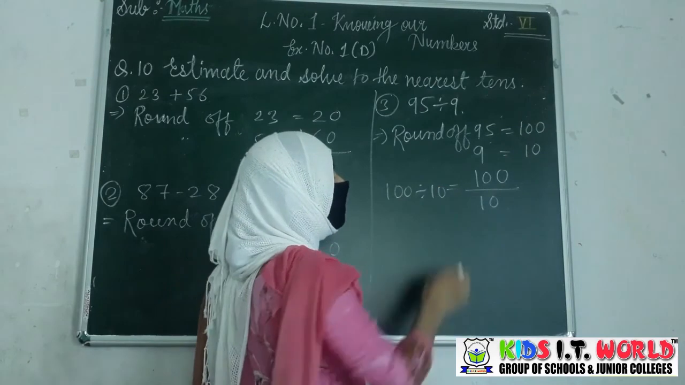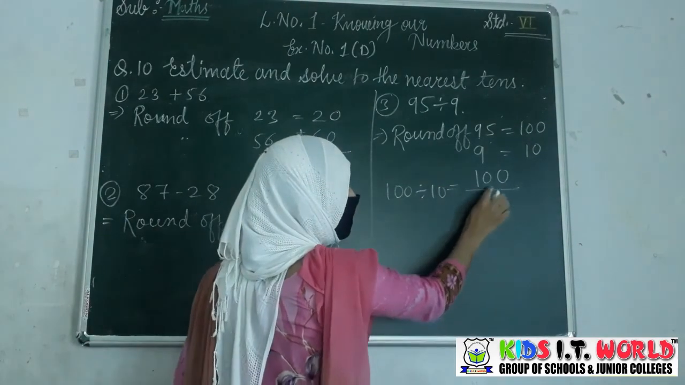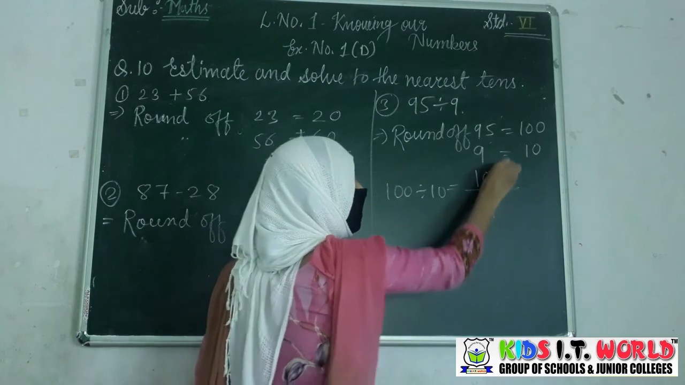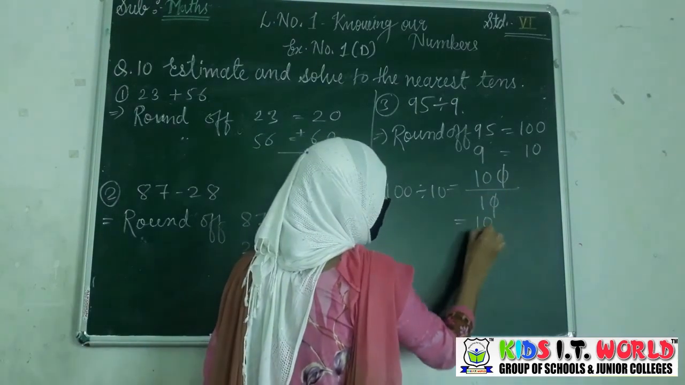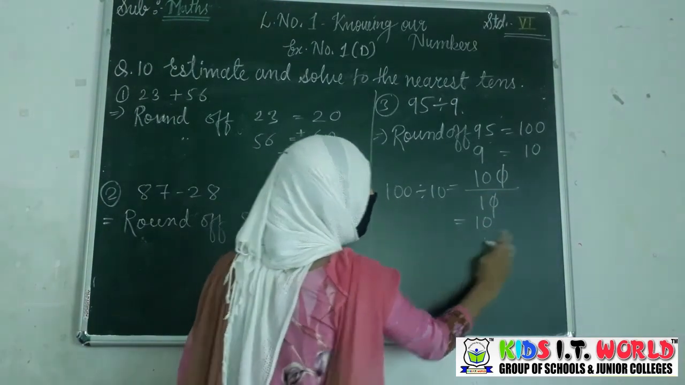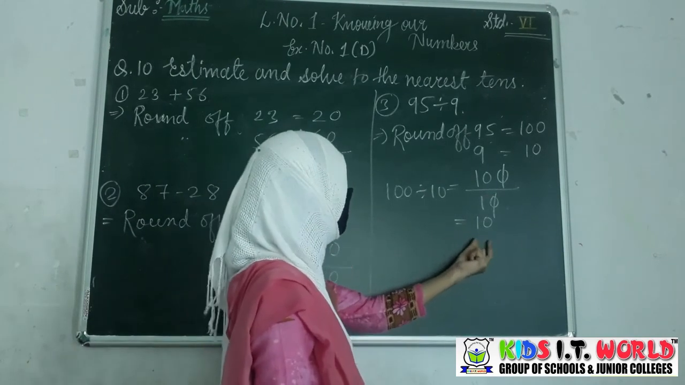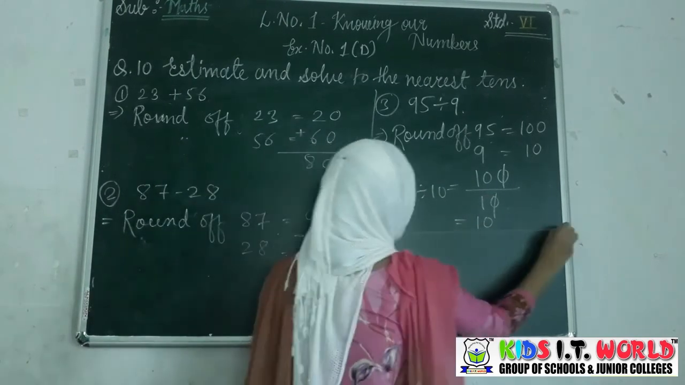When you are dividing tens by 100, see how many zeros are there. Here there is one 0, and here also we are getting one 0. Cut them out. So you will get 10 by 1, and if it is 1, you can also write it that way. So you got the answer nearest to the tens, that is 10.